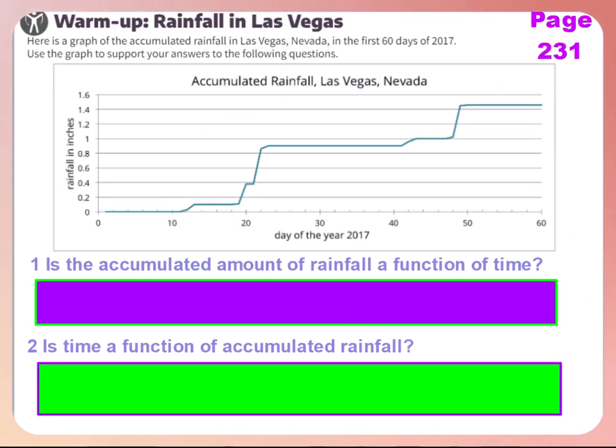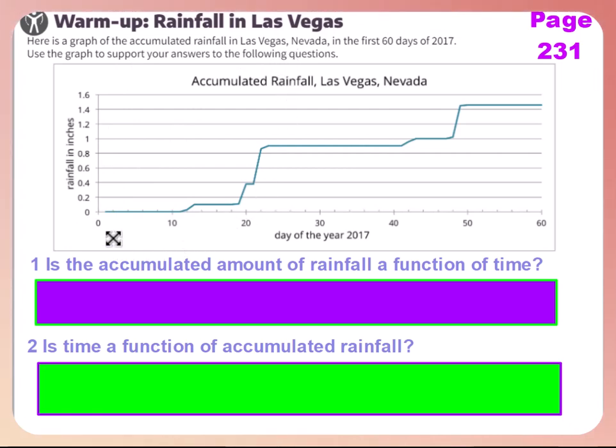All right, turn to page 231. Let's complete the warm-up. So pause the video, try to answer these two questions on your own, and then come back and compare. All right, we have a graph here of the accumulated rainfall in Las Vegas, Nevada in the first 60 days of 2017. We're going to use this graph to support your answer to the following questions.